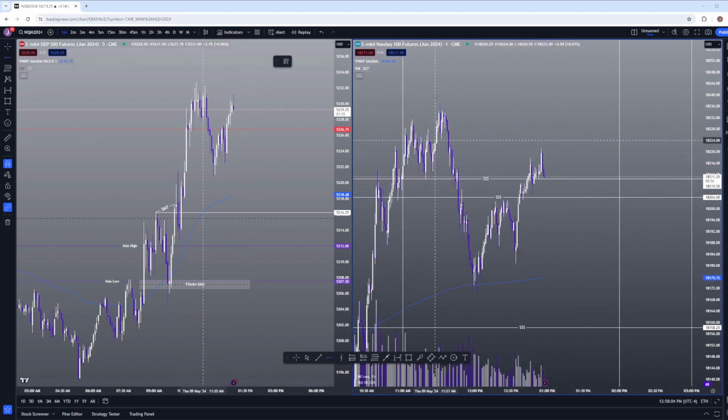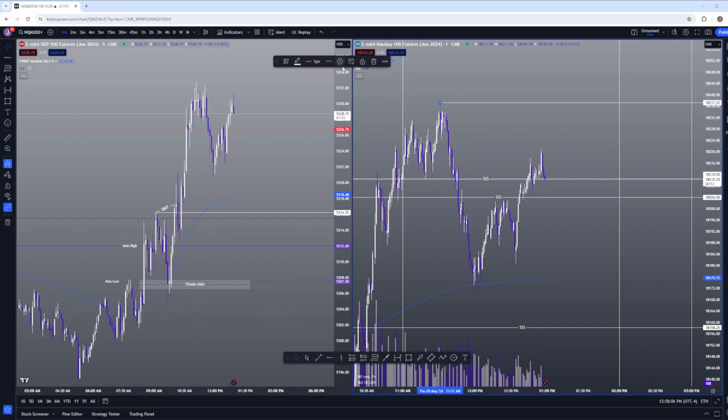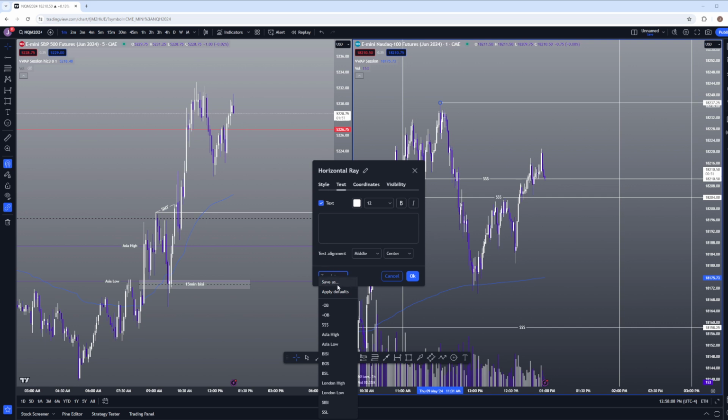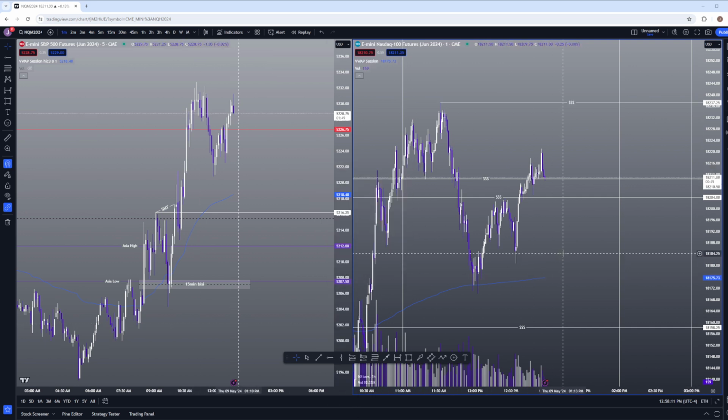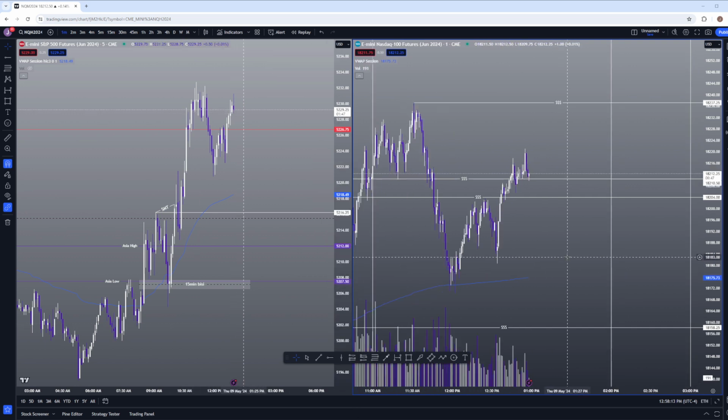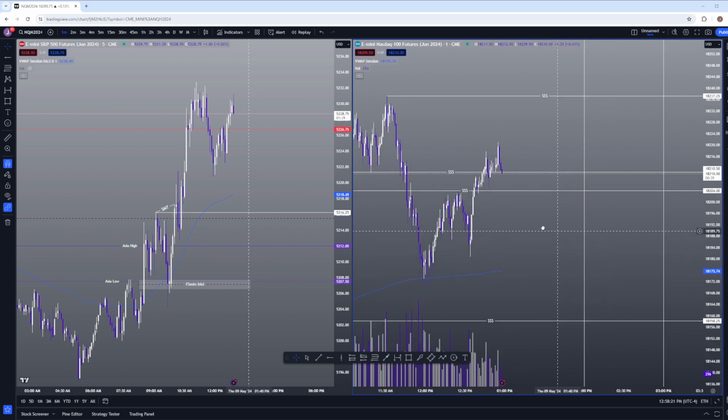So look, going into our next silver bullet hour, where's our draw on liquidity now? Well, now it's up at these highs. So that would be that silver bullet liquidity that I would be looking to target for our next silver bullet hour, right? And like I said, it's not going to happen every single silver bullet kill zone, but we do see it happen pretty often, especially with our strong bullish bias today.